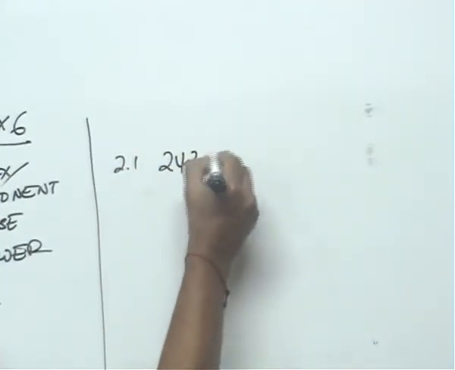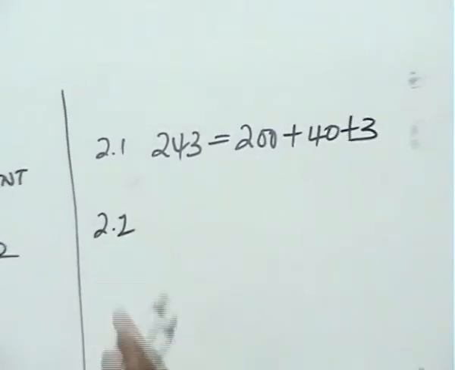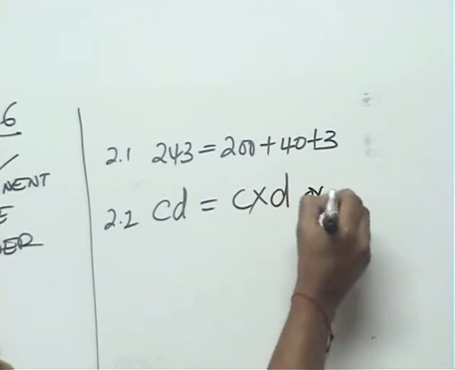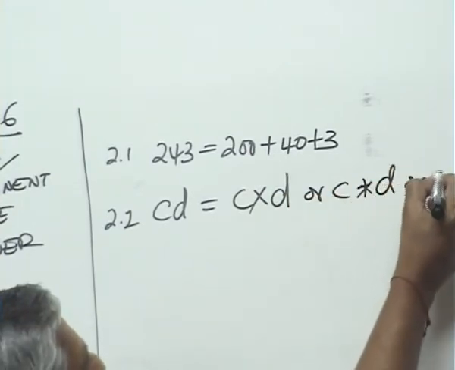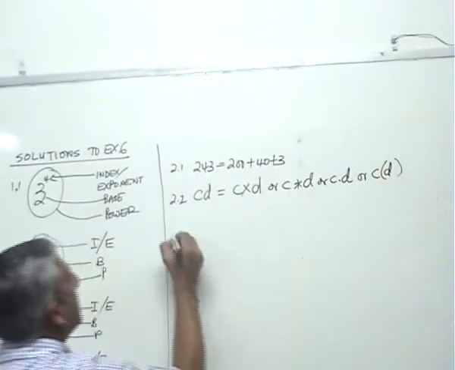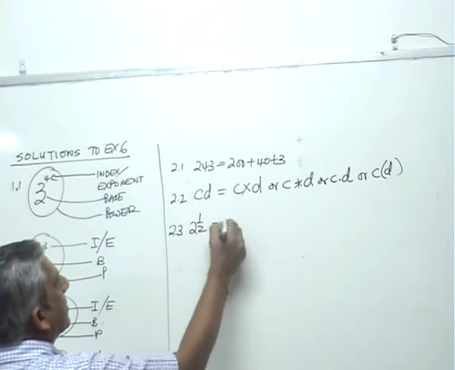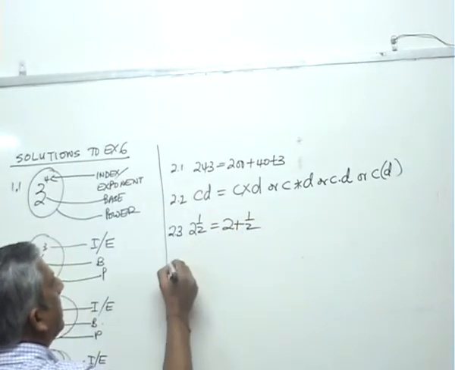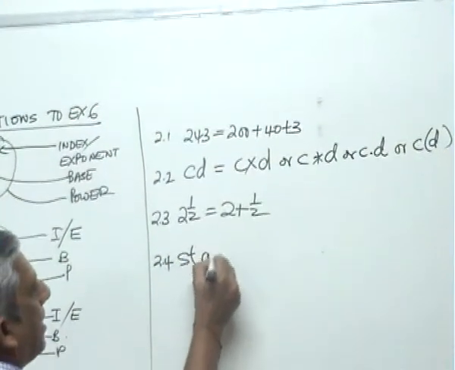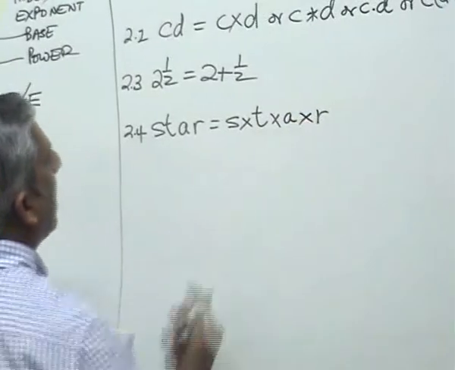2.1, 243, you have to expand it. Well, it is 200 plus 40 plus 3. 2.2, CD is C times D, or C asterisk D, or C dot D, or C bracket D. 2.3, 2.5 is equal to 2 plus half. 2.4, STAR is equal to S times T times A times R.